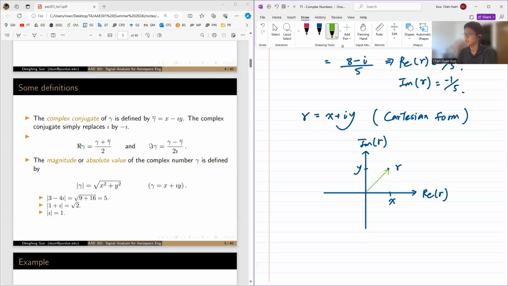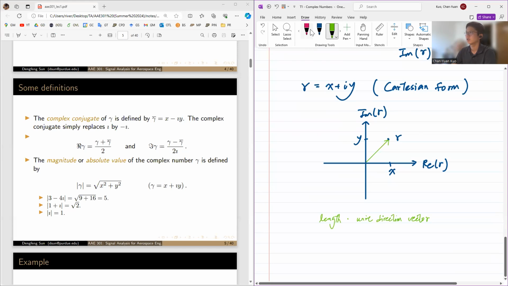Now this vector can be expressed as its length multiplied by a unit directional vector. The length of this vector is going to be called the magnitude of the complex number.